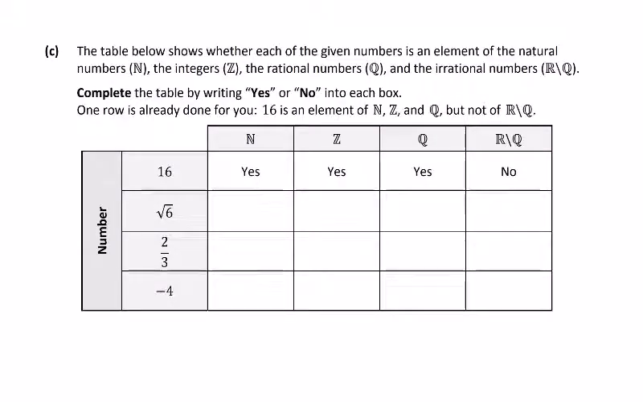And then the final part of this question. The table below shows whether each of the given numbers is an element of, so you need your number systems knowledge. N, natural numbers, Z, integers, Q, fractions, and irrational numbers, or not Q, numbers that can't be written as fractions. So root 6, what are we asked to do? Yes or no in each box. So one row is already done. 16 is all of these, apart from it can't be written as a fraction.